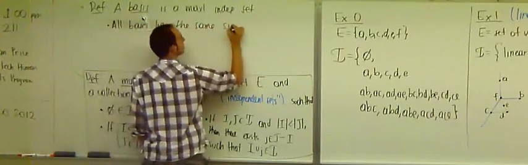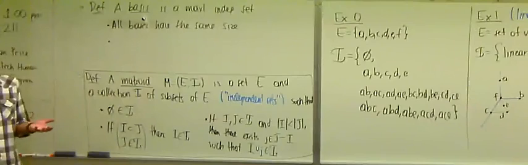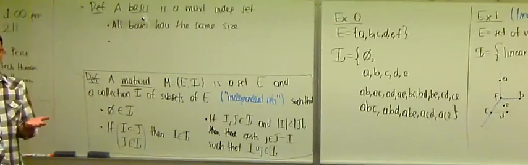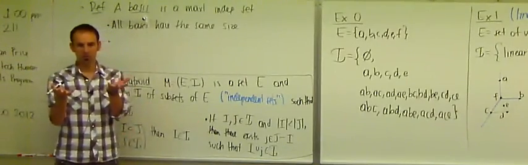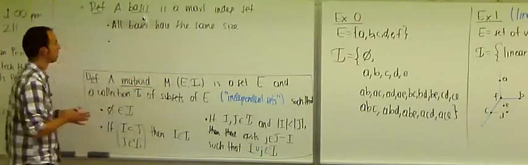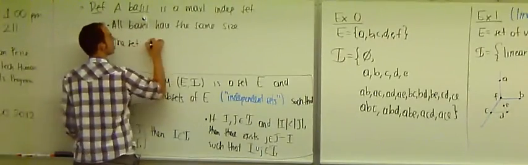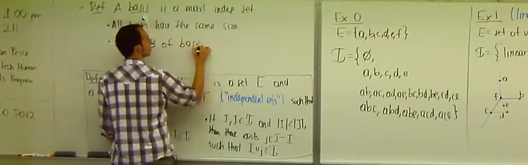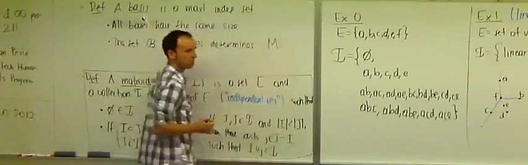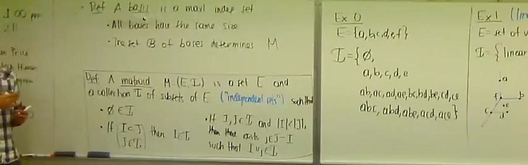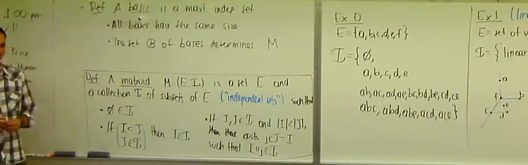Why is that? The reason is that if you had two bases and one was smaller than the other one, well, for this reason you can take the smaller one and enlarge it, and therefore it's not maximal. Okay? So all bases have the same size, and the set of bases determines the matroid. Okay? And that's because the bases are the maximal independent sets, and then all the other independent sets are just going to be the subsets of those. Okay?